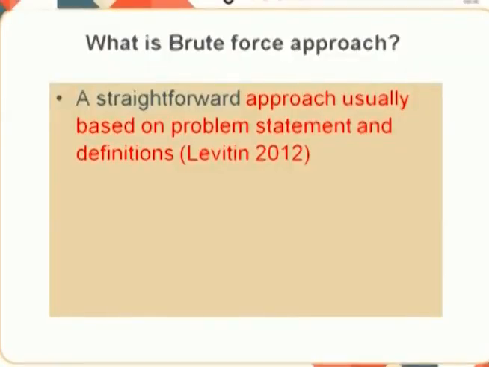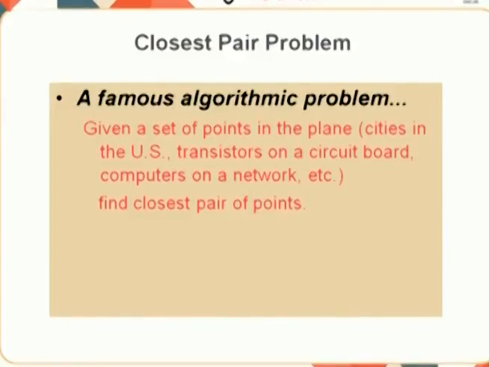Recollect, last module we discussed the brute force technique. I was telling you that it is one of the most primitive and straightforward approaches for solving problems, based on the problem statement and the definitions in it. So, we will apply that technique to the closest pair problem. This is a very famous problem.